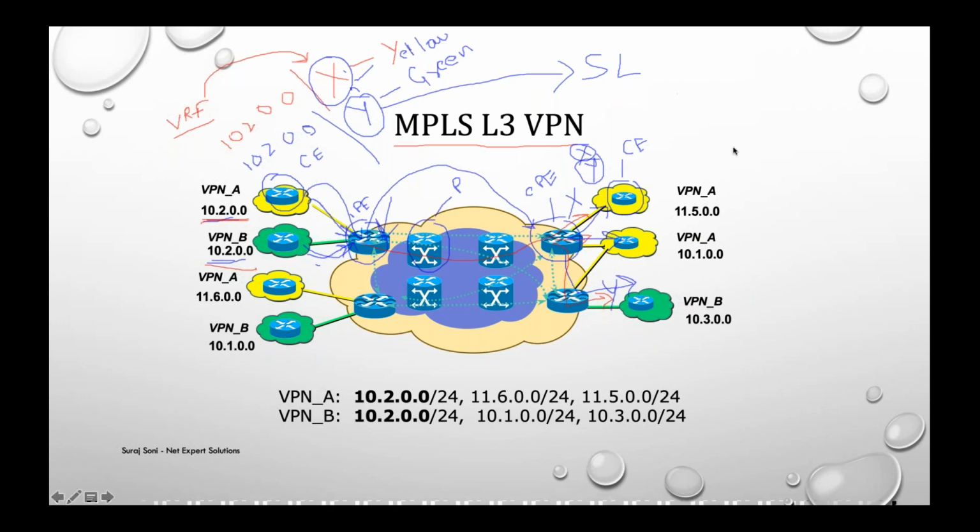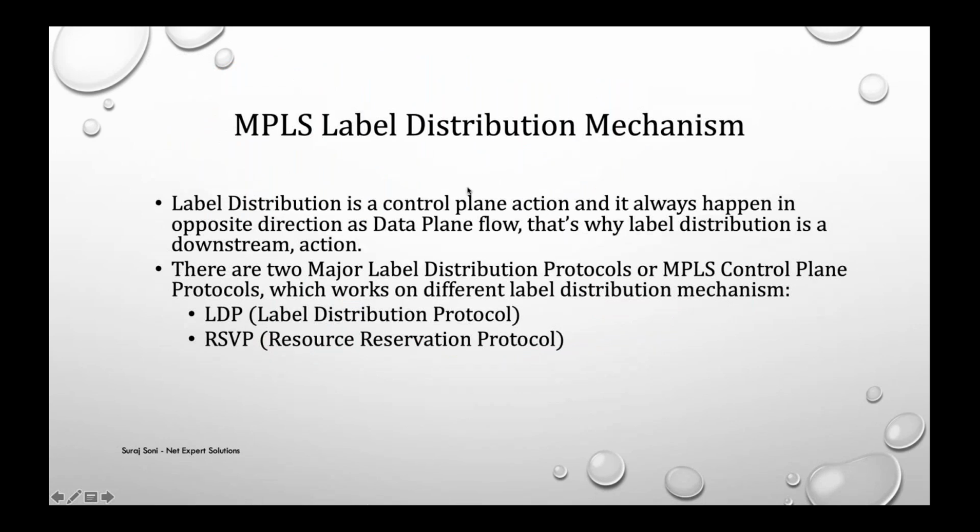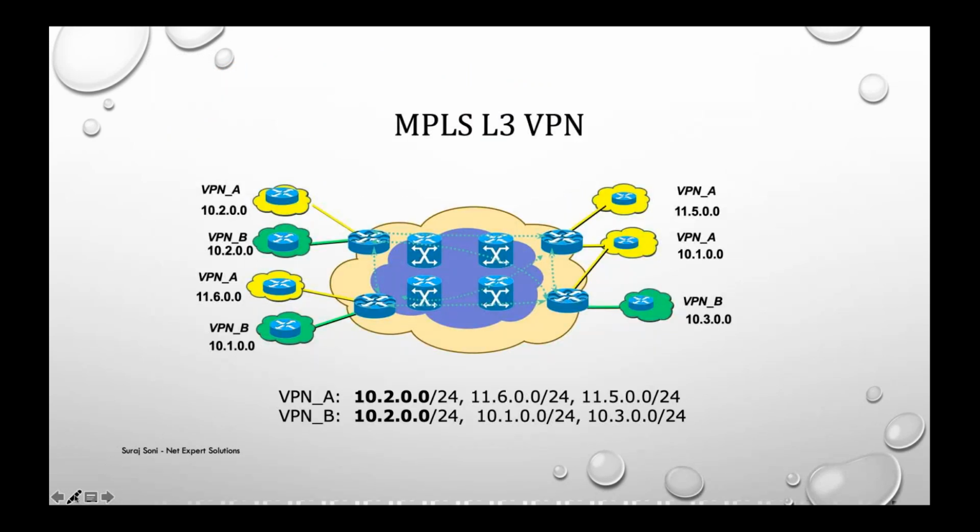Okay, so let's go back. So what is this? This is the service label. So now we have two types of label. One is transport label, which is used for MPLS forwarding. Transport label, it is clear by its name itself that it is used for the transportation purpose. So when a packet is getting transported hop by hop, it will be transported by use of the transport label.